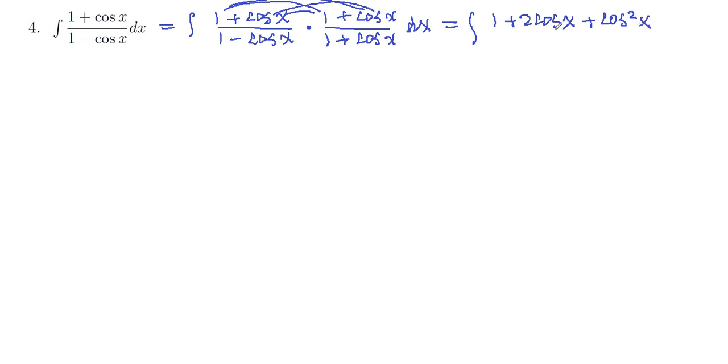x. And then denominator, first terms 1. Outer terms cosine x, inner terms negative cosine x, they cancel. Last terms minus cosine squared. And then 1 minus cosine squared is sine squared.